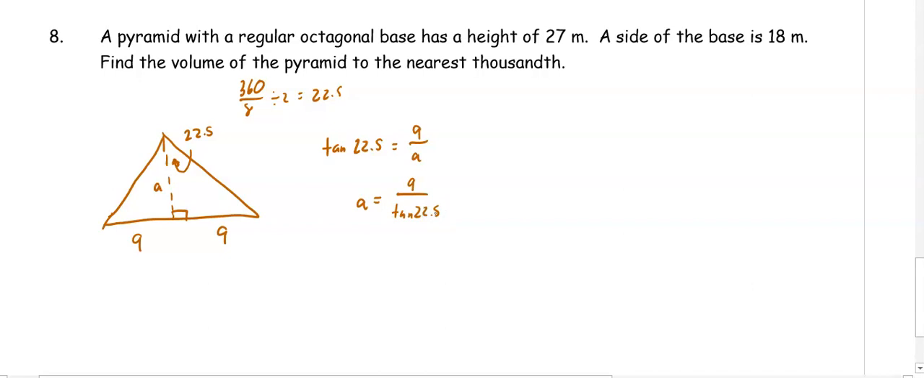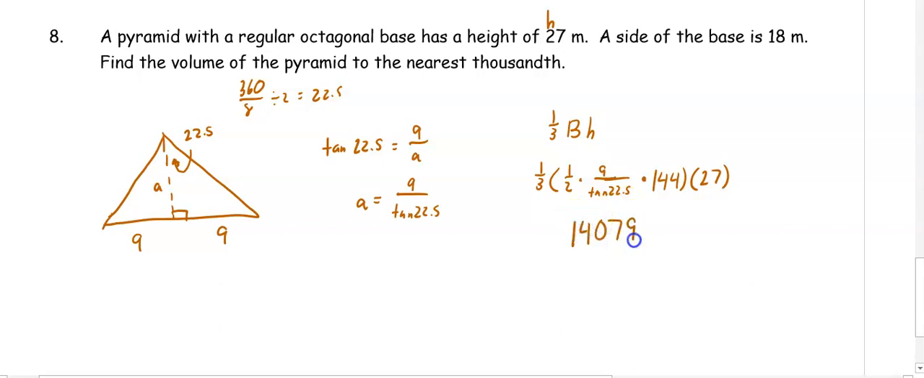So to find the volume, it is 1/3 base area times height. Well, the base area is going to be 1/2 times our apothem times our perimeter. If each side is 18 and there are 8 sides, 18 times 8 is going to get us a perimeter of 144, and then times the height of 27. So when we multiply that out, we can stick it all in our calculator, and we get 14,079.694 meters cubed.